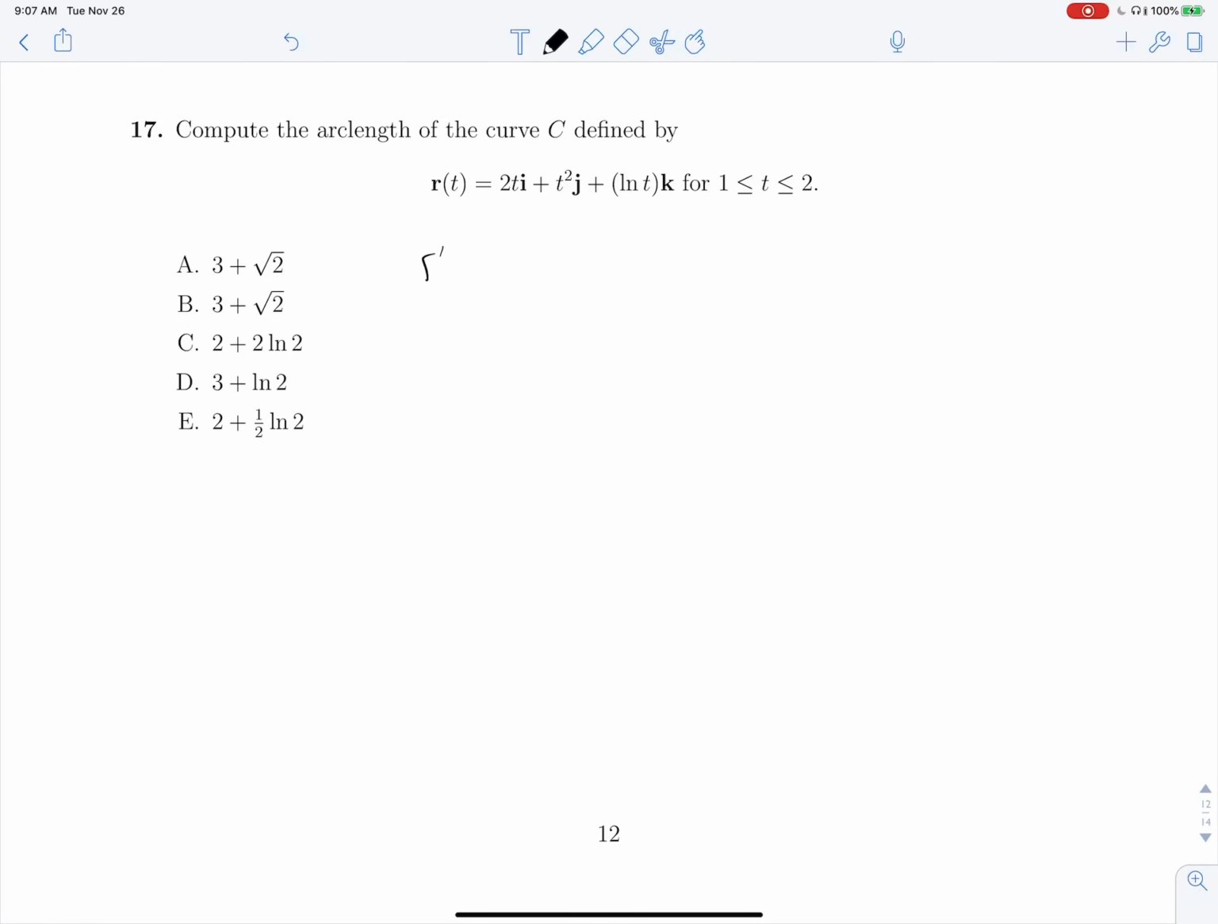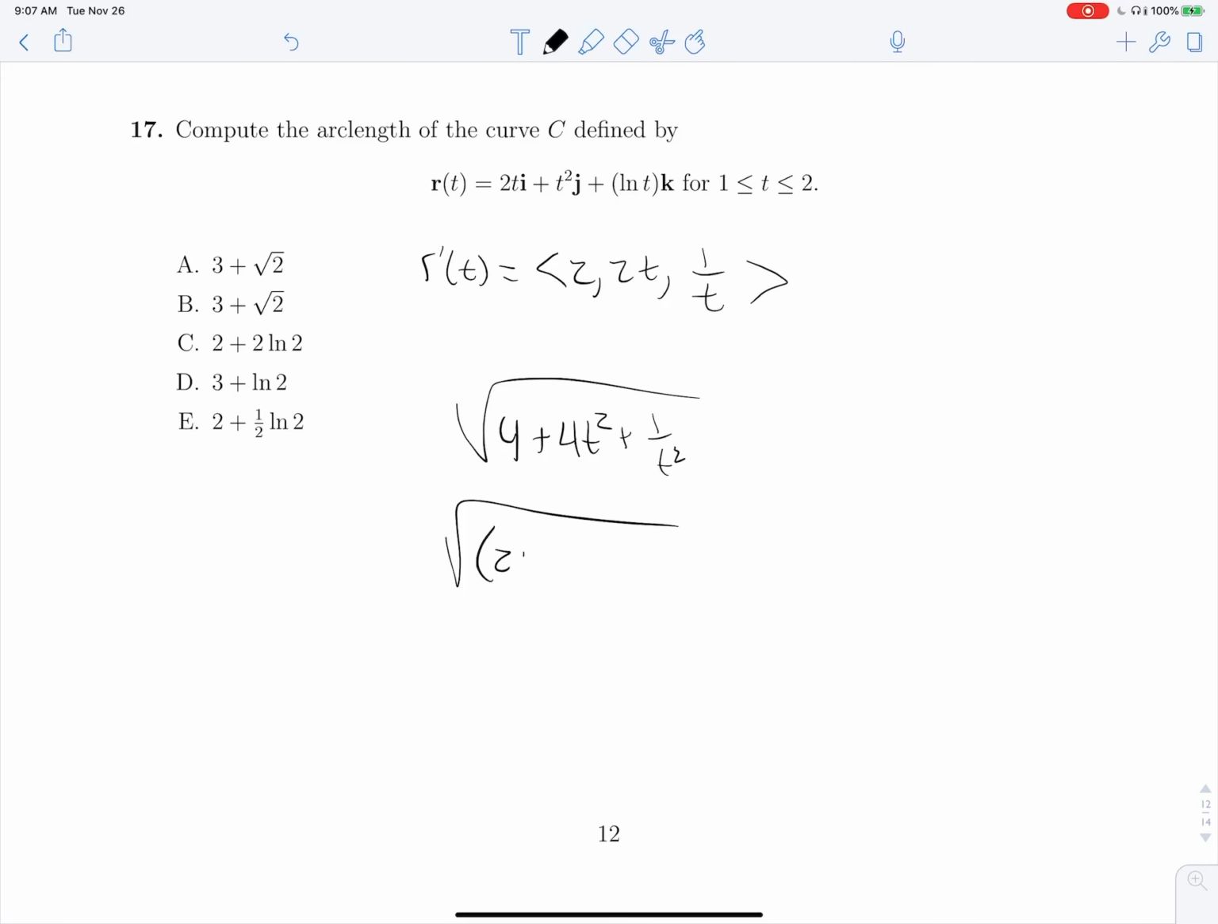Well, that's easy. We need r prime of t. That's going to be 2t, 1 over t. Now we need the square root of the sum of the squares of these things, which is going to be the square root of 4 plus 4t squared plus 1 over t squared, which we can factor down to 2t plus 1 over t squared.